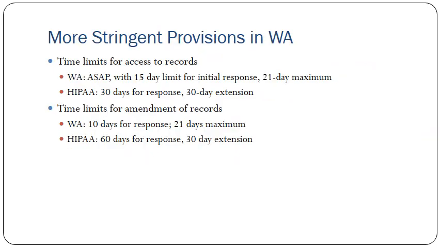Washington state laws are more restrictive than federal laws for patient access to medical records. The pharmacy has to provide the patient a copy of their health information within 21 days of the request. The pharmacy also has to have an initial response to the patient request within 15 days.